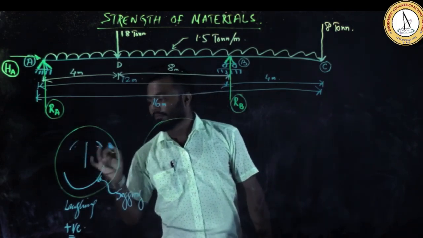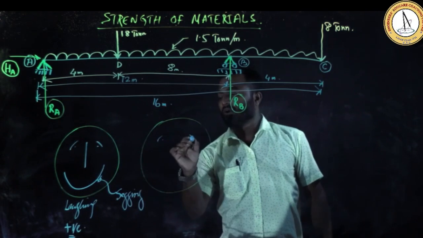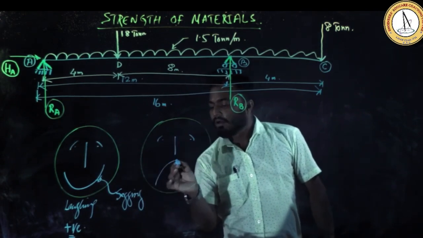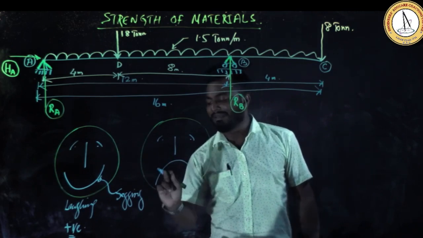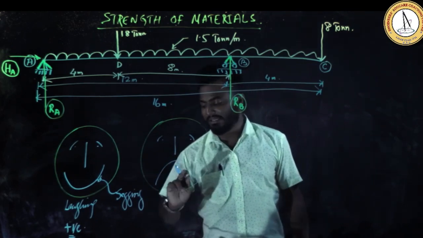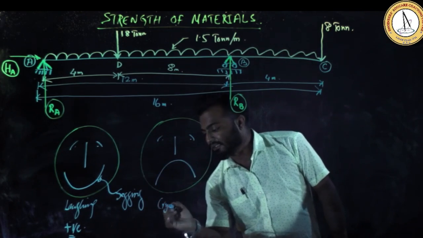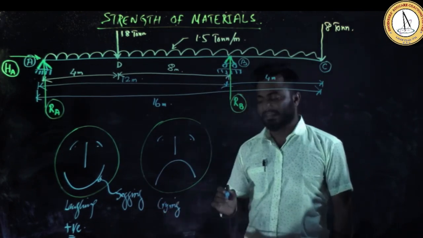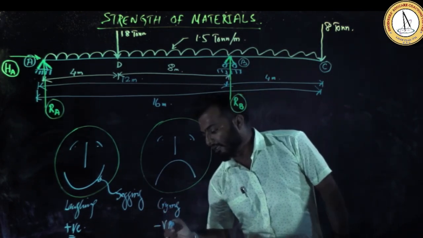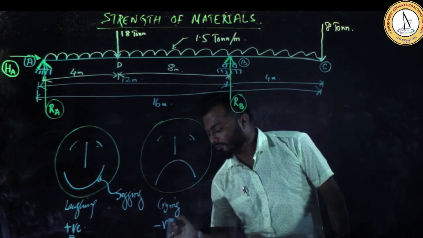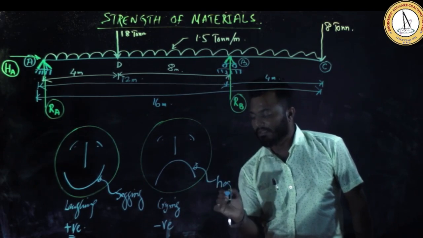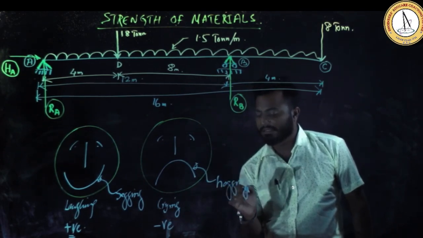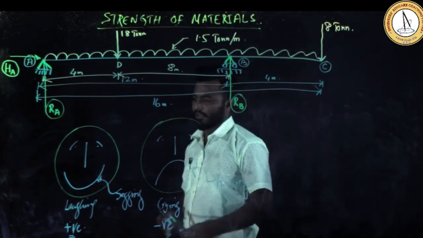Similarly, if your beam is undergoing a crying behavior under the action of the load, and the shape of the beam happens to be something like this, say this is crying, in a similar shape to a crying face, then your bending moment will be negative. Okay, this in books is called hogging. Hogging moments are always considered as negative bending moment.